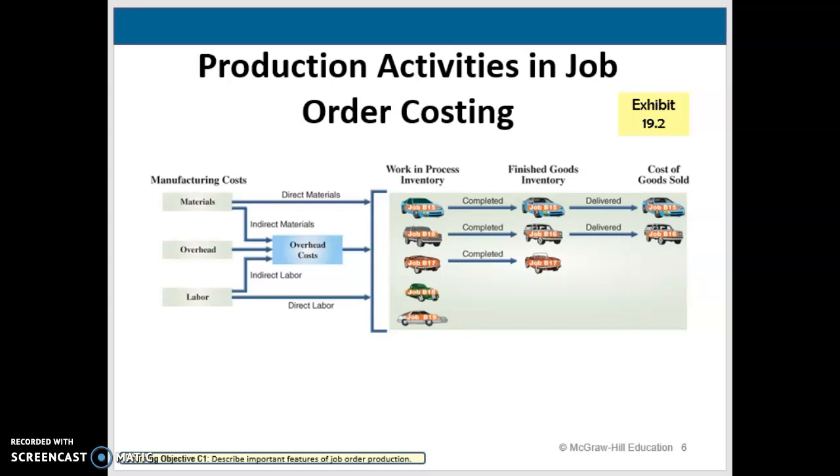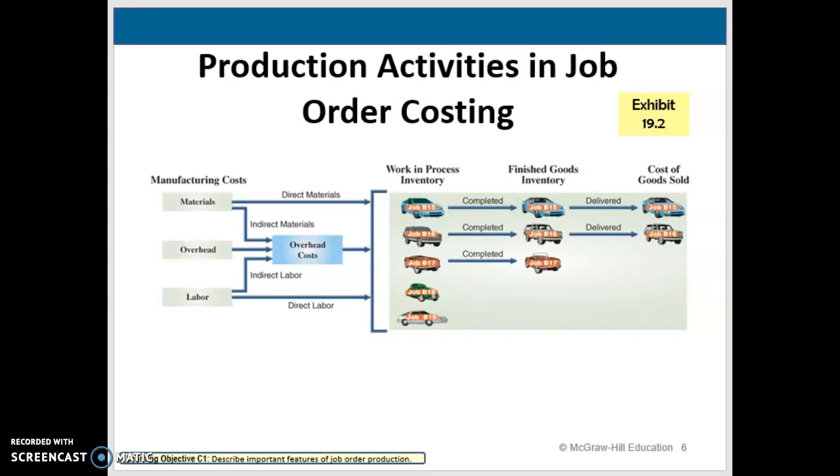B18 and B19, they're all being started in the month of March, but we can see that some of them continue on to finished goods and then are sold, but not all of them. So we can see that job B15 and job B16 are completed and moved into finished goods, and then they are also sold, so they go into cost of goods sold. Job B17 is completed, but it wasn't sold. And job B18 and job B19 are still in the process of being made. They're not finished in the month of March.